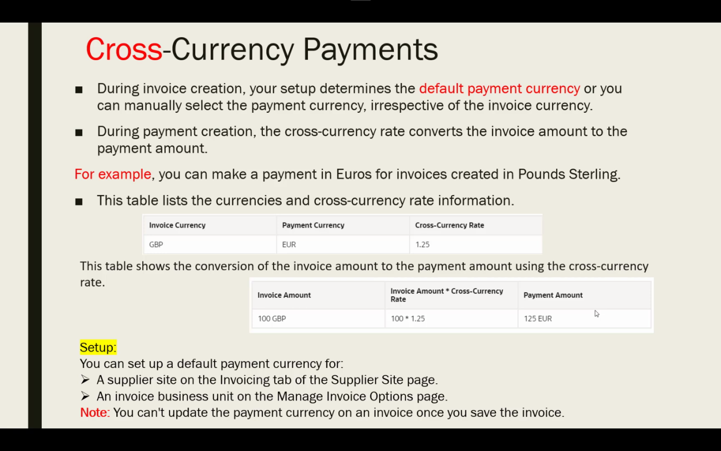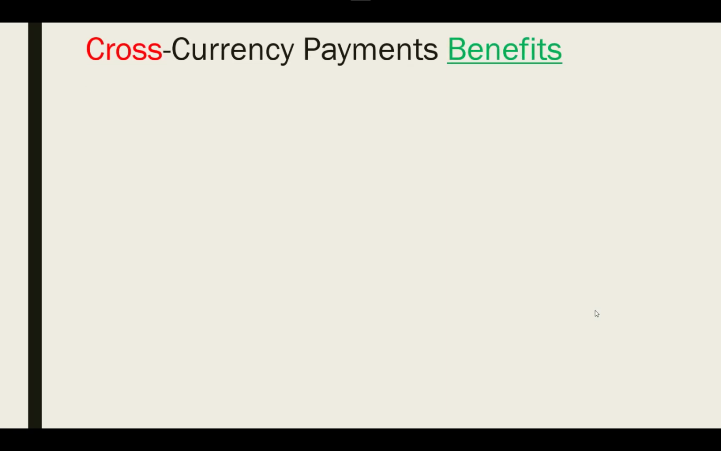For example, you are going to enter an invoice in USD and in payment currency you put euro. Once you save, you cannot change this payment currency from euro to any other currency. Cross currency payments benefits. There are a lot of benefits with cross currency. Again, cross currency means, for example, your ledger is in USD, your invoice is in GBP, and your payment is in Indian rupee.